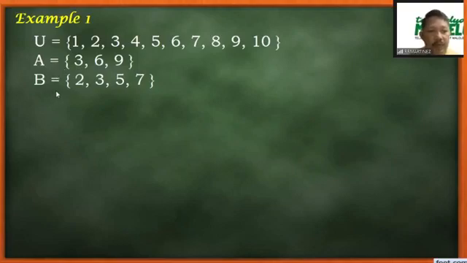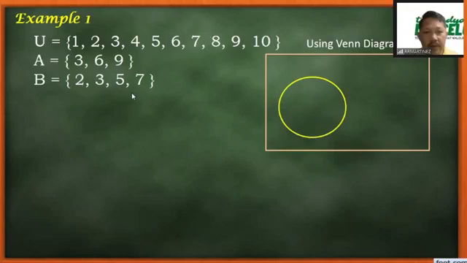And event B equals 2, 3, 5, 7. Okay, so using the Venn diagram, let us put two circles inside the rectangle, two circles because there are two events. Okay, so in event A and B.